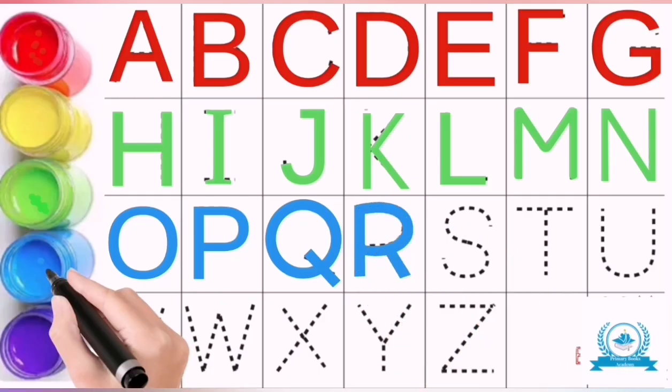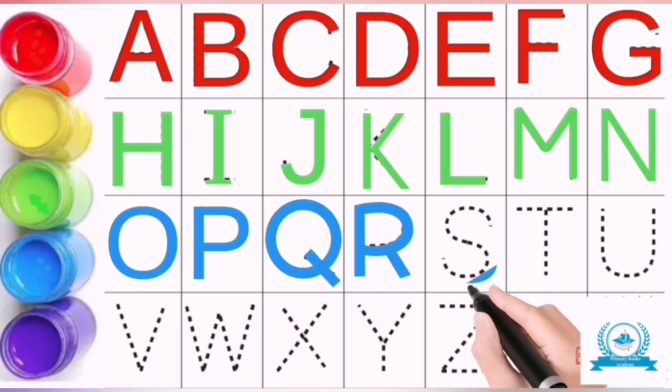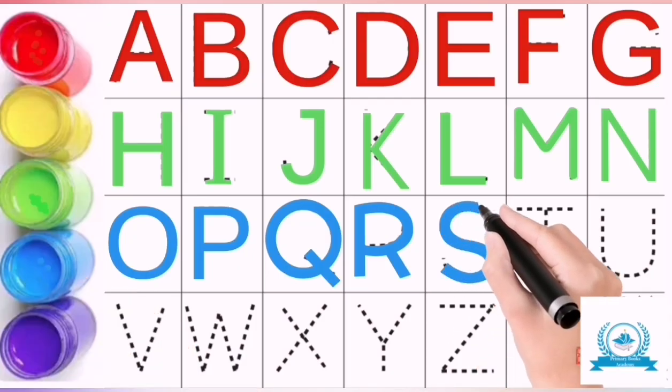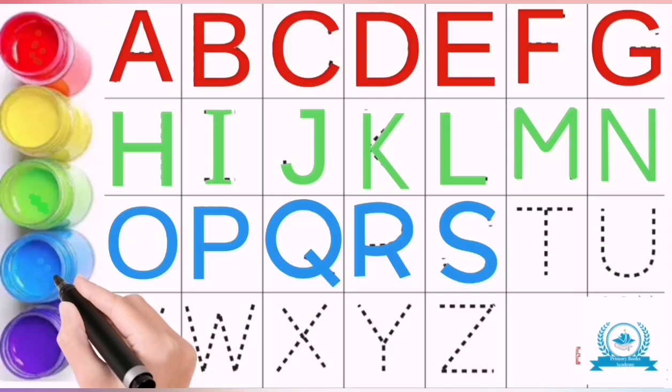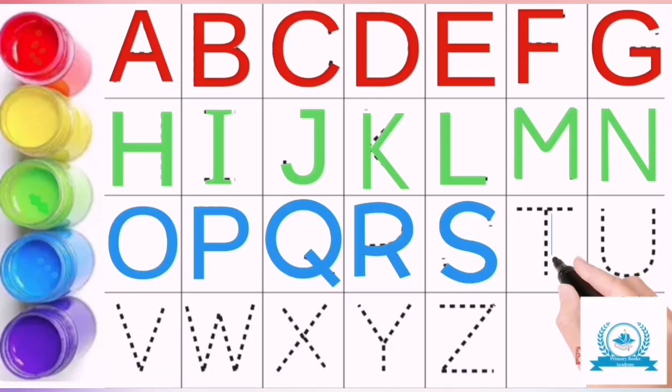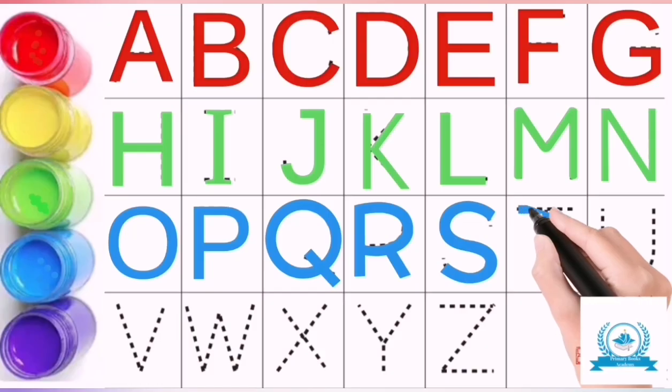S is for sun, make a snake slow and smooth. T is for tiger, down and across.